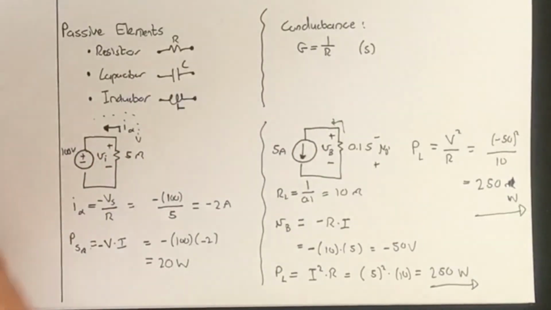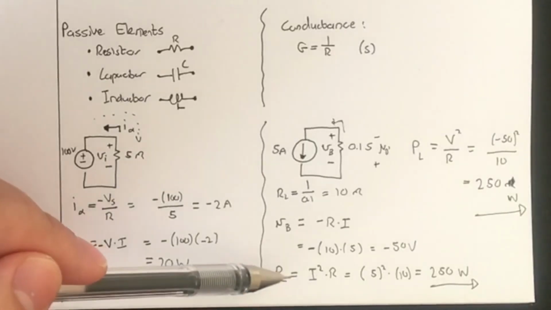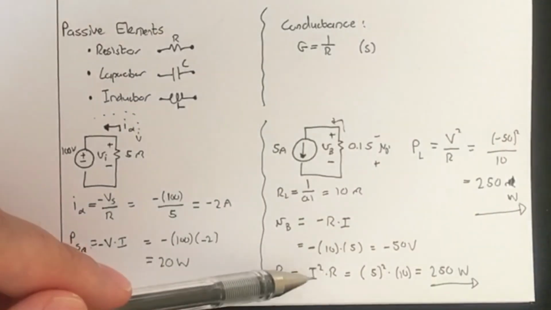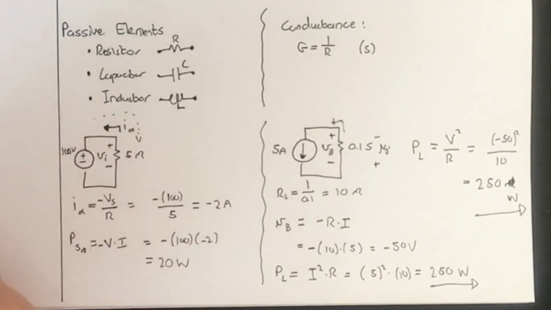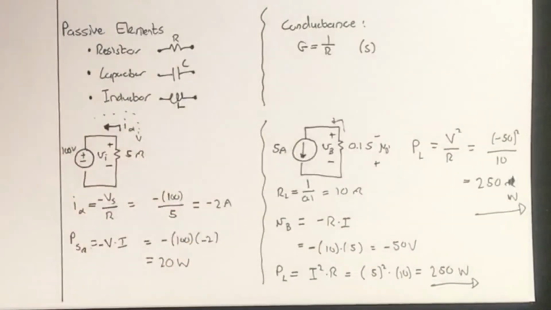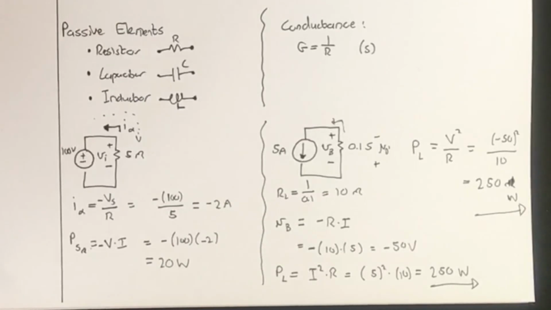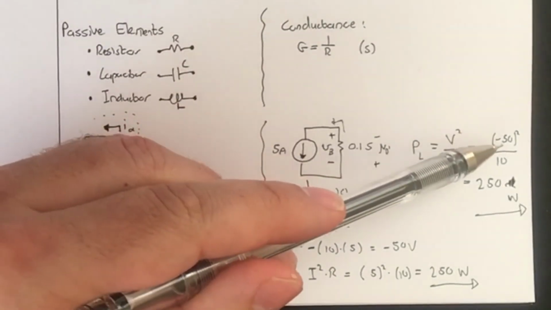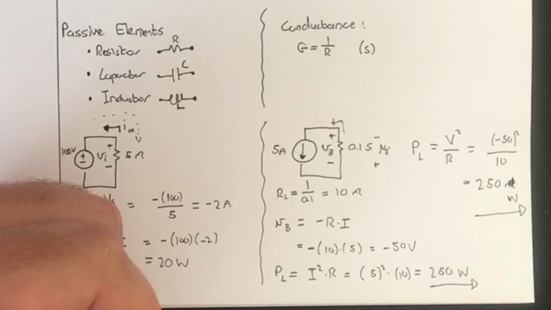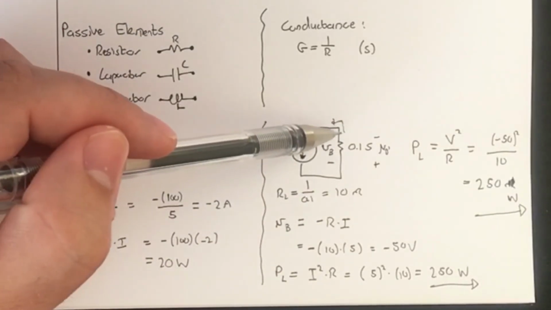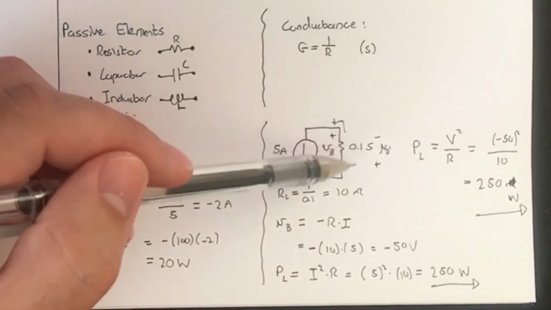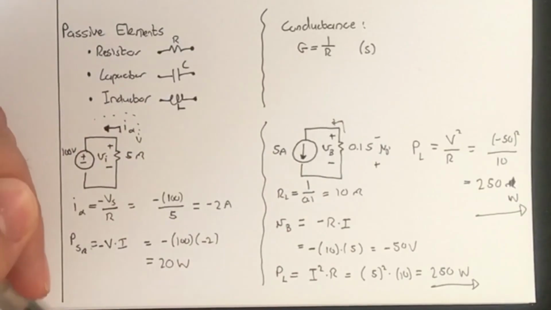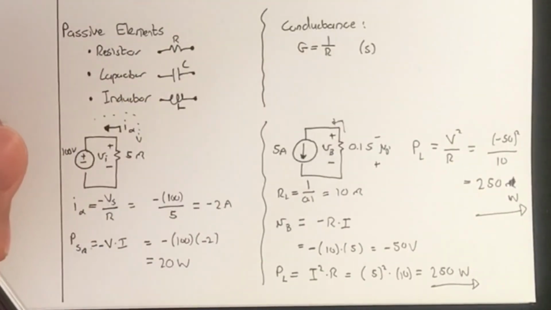Let's calculate the power absorbed by this resistor. We can utilize this version of the power equation, I squared R, so we have 5 squared, 5 amps squared times 10 ohms, we get 250 watts. And just for interest's sake, let's utilize this version as well, since we have the voltage as well. We have negative 50 volts squared over 10 ohms. So we have a 50 volt drop, or a negative 50 volt drop over VB divided by the 10 ohm resistance, and we get 250 watts, again absorbed by this resistor.